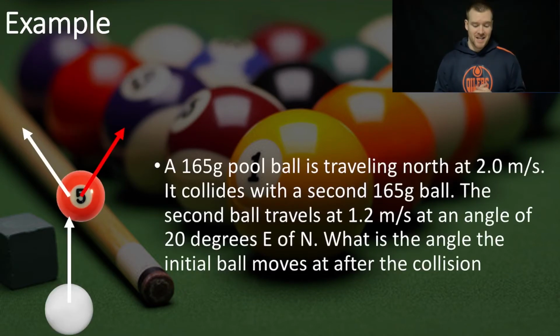Now we're just going to look at an example. This says that a 165 gram pool ball is traveling north at 2.0 meters per second when it collides with a second ball that has the same mass, 165 grams. The second ball travels 1.2 meters per second at an angle of 20 degrees east of north. What is the angle the initial ball is going to move after the collision?